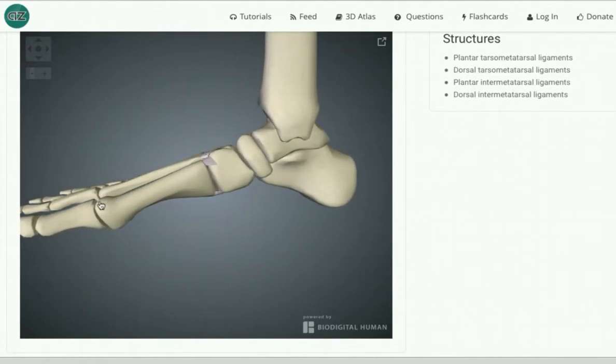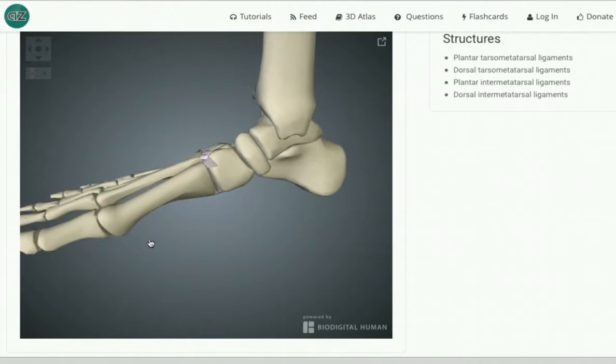Or we could have someone that has a painful metatarsophalangeal joint, a painful MTP joint that allows them not to be able to push off from here, so they're breaking right here.